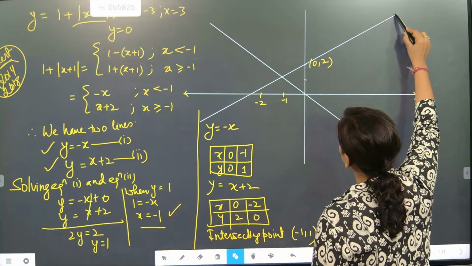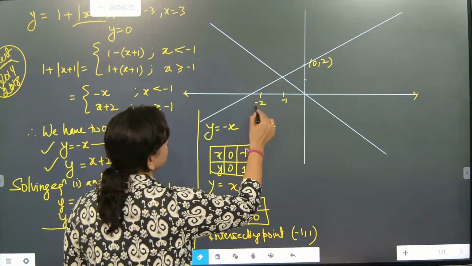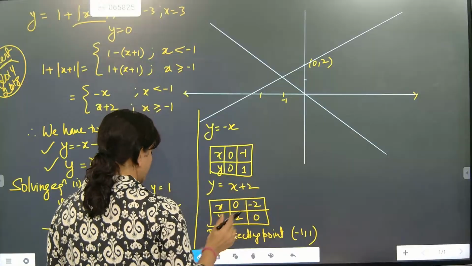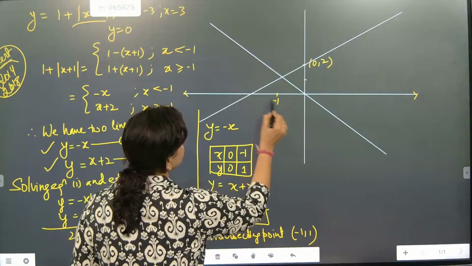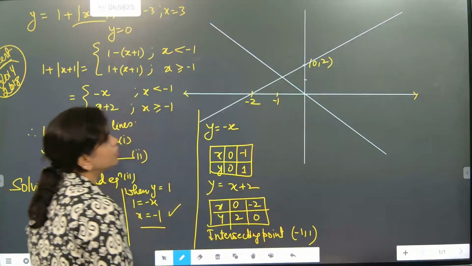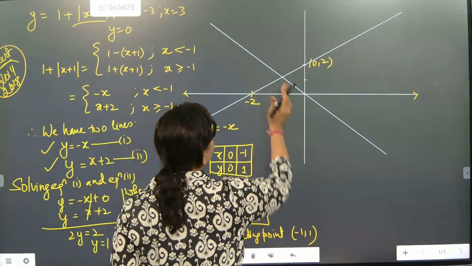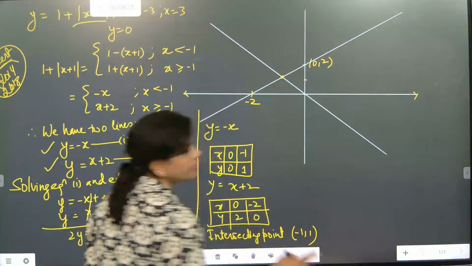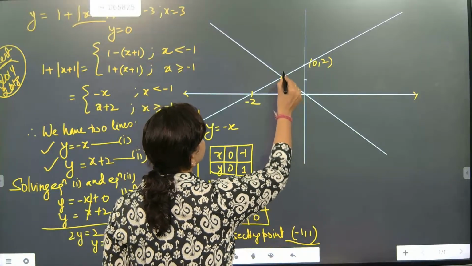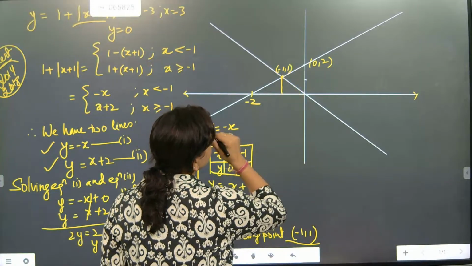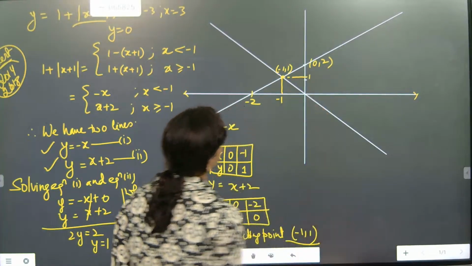After that I will take care. Disaster management I will do, don't worry. We will remove this part and we will write here, if it is minus 1, then this part will become minus 2. So the contact point is done, but this is the intersecting point, and we know very well what is the intersecting point between both the lines. Minus 1 comma 1. So the intersecting point is minus 1 comma 1. That's it.